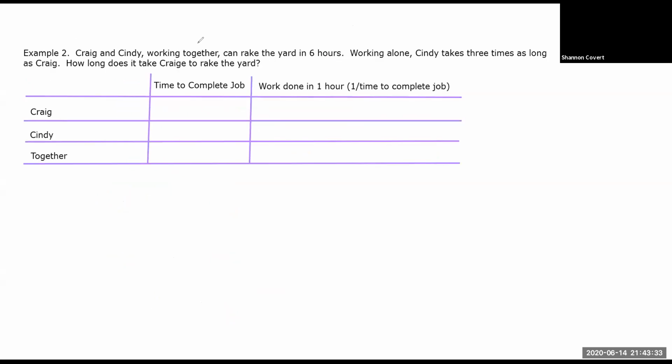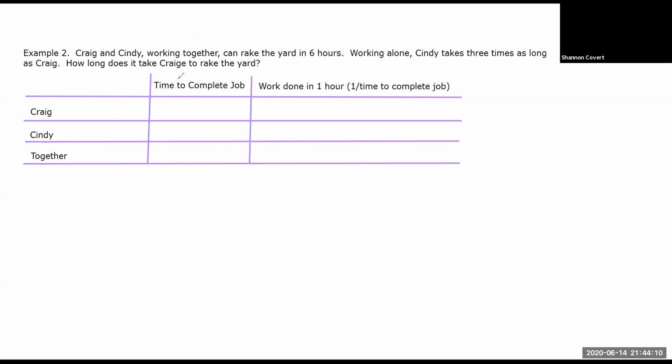Here is our second job, which I tried to explain when I was going through the notes. It's a little bit more complicated, just explaining it without an example. This is an example of a problem where we're talking about work. Craig and Cindy, working together, can rake the yard in 6 hours. Working alone, Cindy takes 3 times as long as Craig. How long does it take Craig to rake the yard? I have Craig, Cindy, and together on the left-hand side of my table.